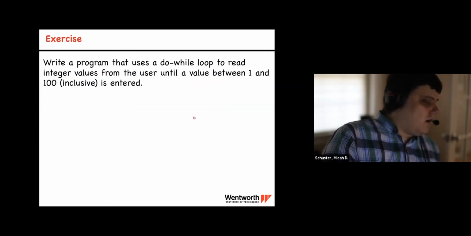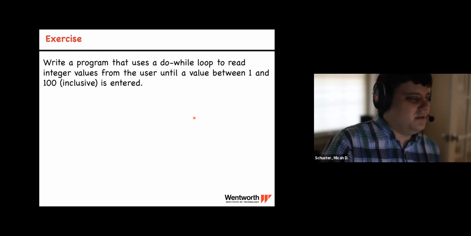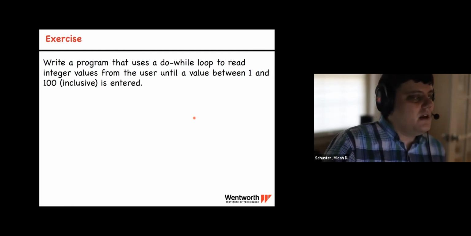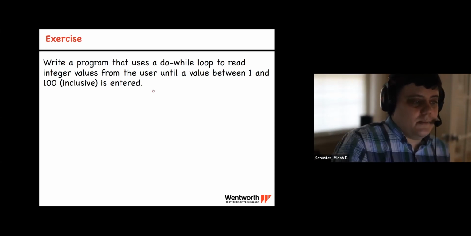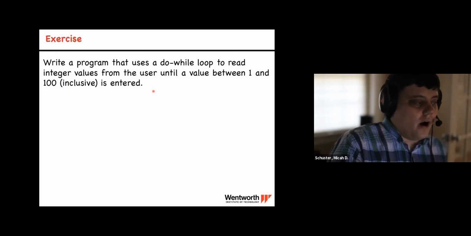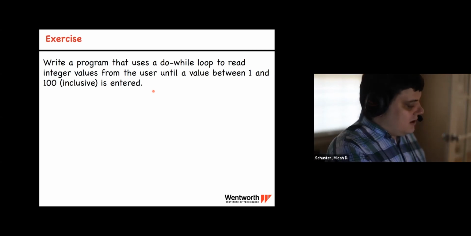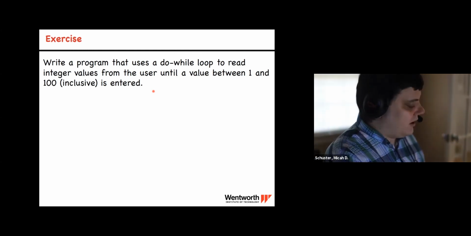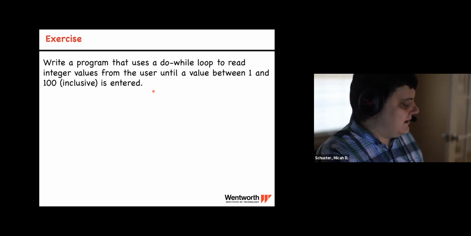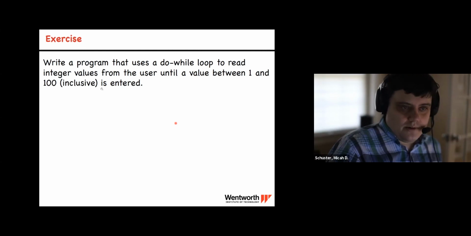All right, so I have one more exercise for now, and then basically the while loop stuff we'll wrap up. We're going to write a program that uses a do while to read integer values from the user until a value between 1 and 100, and we're going to include 100 in that, is entered. So essentially, let's say we were asking for a guess. We wanted the user to guess something between 1 and 100. We want to make sure they actually type in something between 1 and 100. So we're going to use a do while loop to do that.